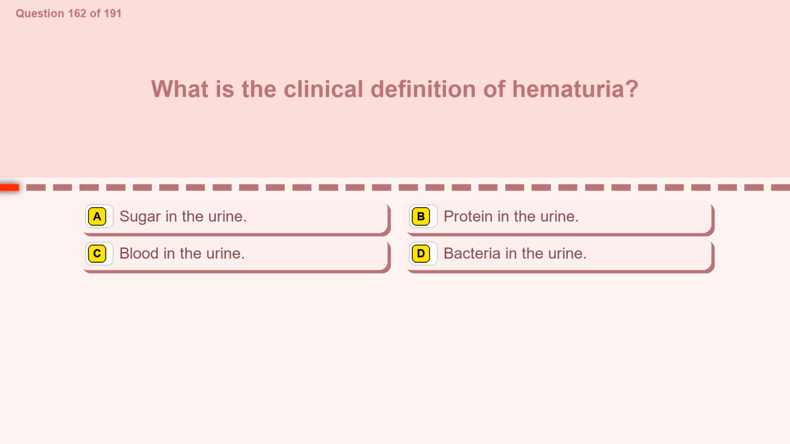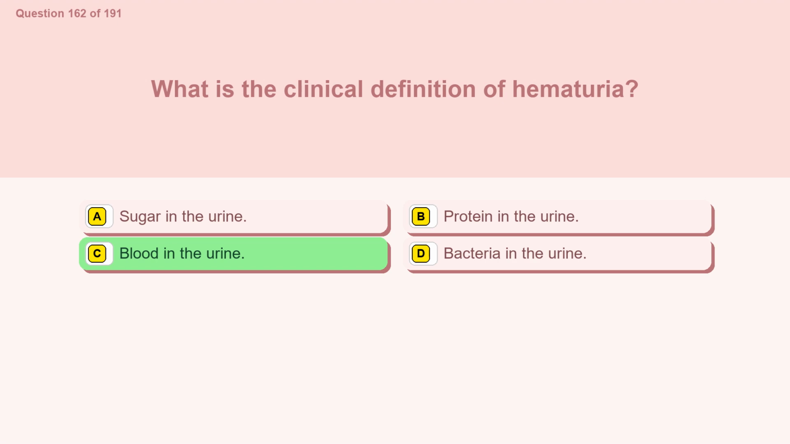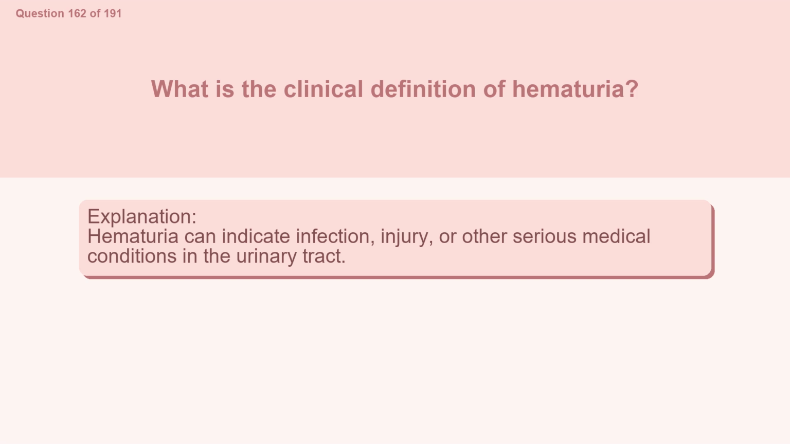Question 162. What is the clinical definition of hematuria? Option A: sugar in the urine. Option B: protein in the urine. Option C: blood in the urine. Option D: bacteria in the urine. The correct answer is option C: blood in the urine. Hematuria can indicate infection, injury, or other serious medical conditions in the urinary tract.